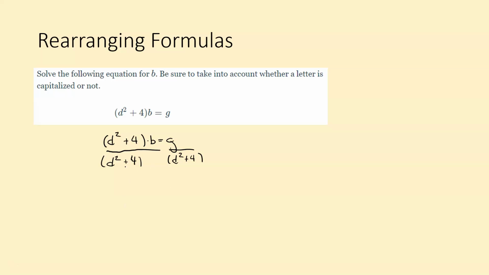So d squared plus 4 divided by d squared plus 4 is just 1. So we just have 1 times b on the left side of the equation. And on the right side of the equation, we have g divided by d squared plus 4. And since we don't know what g or d is, there's nothing else we can do here. This is as simplified as it can get, but we did rearrange this formula so that it's equal to b.